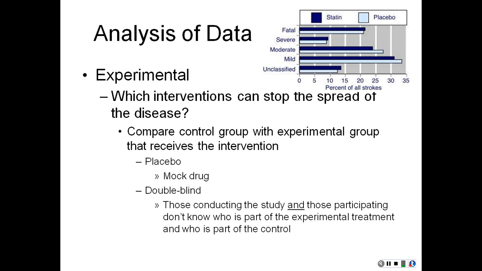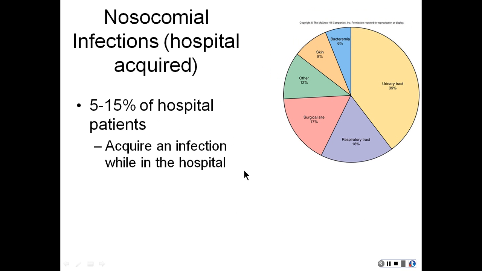So usually it's all coded with numbers, and nobody knows who's who until the end of the study. And that's double blind, right?